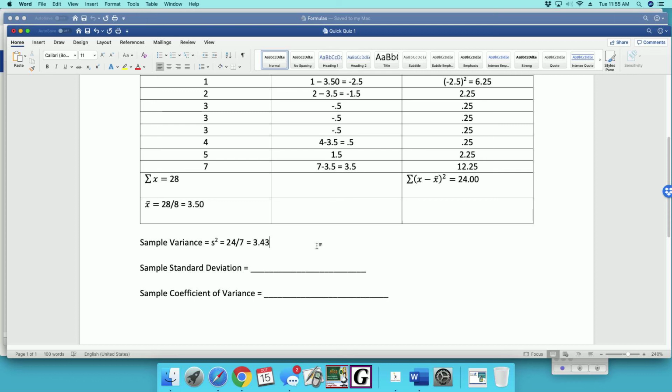The standard deviation is S, which is equal to the square root of 3.43. So in my calculator, I'm going to do second square root of 3.43, and my standard deviation is 1.85.